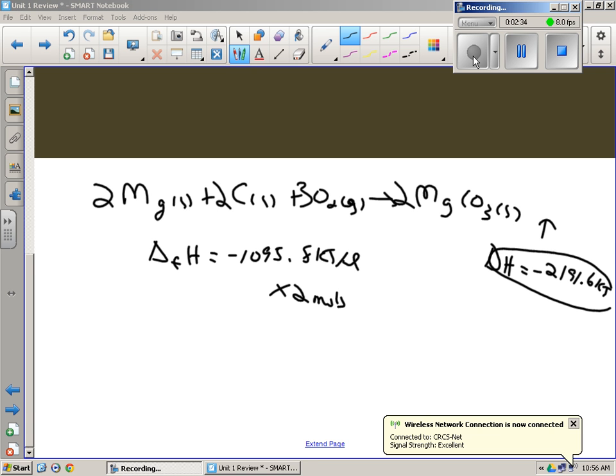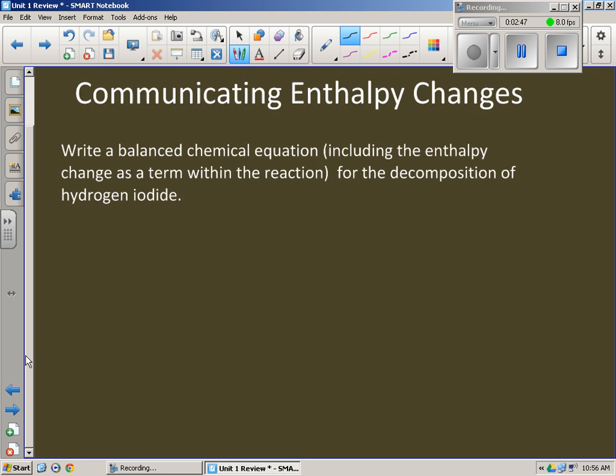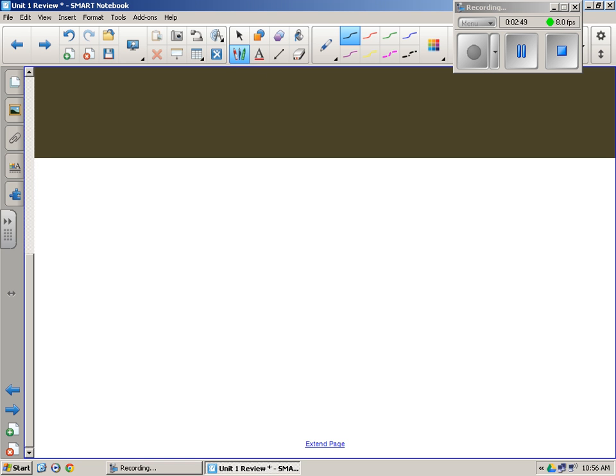All right, moving on. Next, communicating enthalpy changes. We need to do a decomposition thermochemical equation. So decomposition thermochemical equation of hydrogen iodide. Hydrogen iodide, which is a gas when you look it up in your data book, H2 and I2, gas, of course, 2 of those.